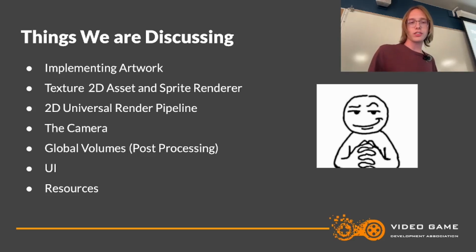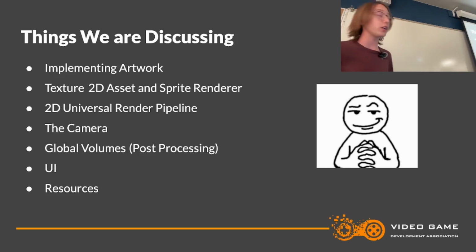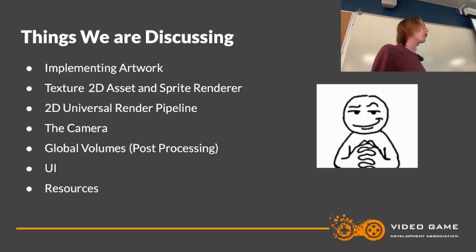Things we're discussing today: implementing artwork, so dragging it into your project and talking about what kinds of things you need to do before you even put it into your project. We're going to look at the Texture 2D asset and the sprite renderer. Those are your most core components for doing any sort of rendering. We're going to look at the universal render pipeline, your base settings for rendering. We're going to look at the camera, global volumes, which is the most basic version of post-processing, and UI. And at the very end, we're going to look at some resources.